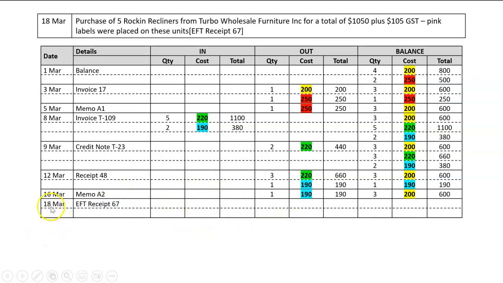So we'll put the date, 18th of March. Again, all we do in this details column is just write the document number, EFT receipt 67. What the problem here is they haven't given us a dollar amount per unit. So what we've got to do is just a little bit of math. So it's 1,050 total. Remember, we never put GST in the inventory card. So 1,050, we've got 5 units, so 1,050 divided by 5 is 210. So it's 5 units at 210, and if we do the maths on that, it says 1,050, that should match with up here, and it does, so we're all good. So now we've got 3 at 200 and 5 at 210.